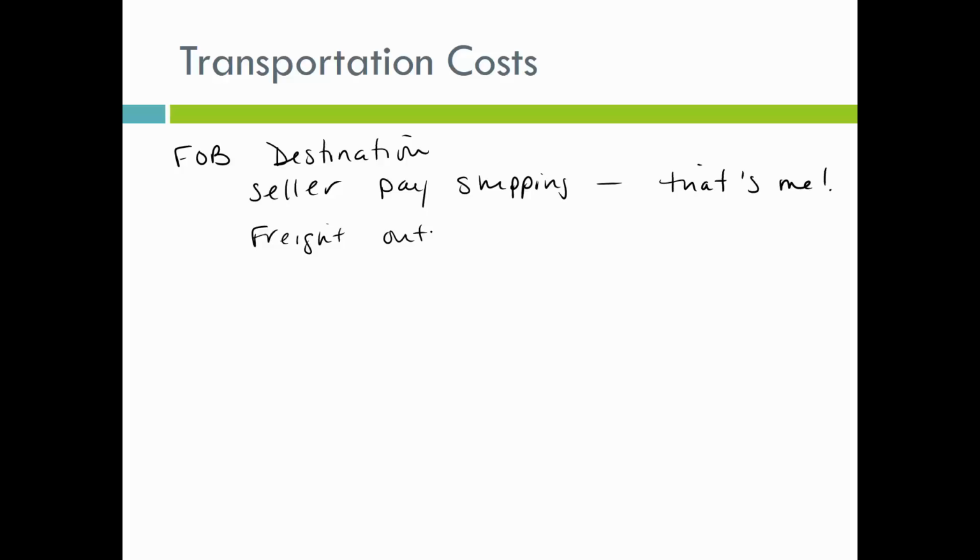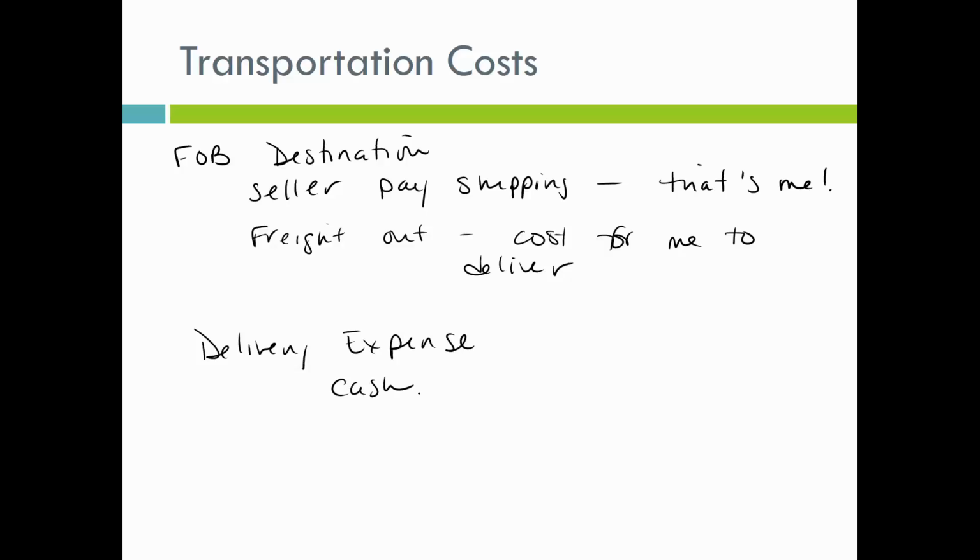Even if I charge the customer for it and I lump it on the bill, the fact is I still have to pay the shipping company for it. So that's not revenue for me, and I don't ever want to count that as revenue for me. So for me, that freight out, that cost for me to deliver it to my customer, is an expense for me. So I debit an account called delivery expense, and then I probably credit cash because I paid for it. So on the buyer side, if I pay for shipping, I just lump it in with merchandise inventory. But on the seller side, if I'm paying for shipping, I put that into a delivery expense account.